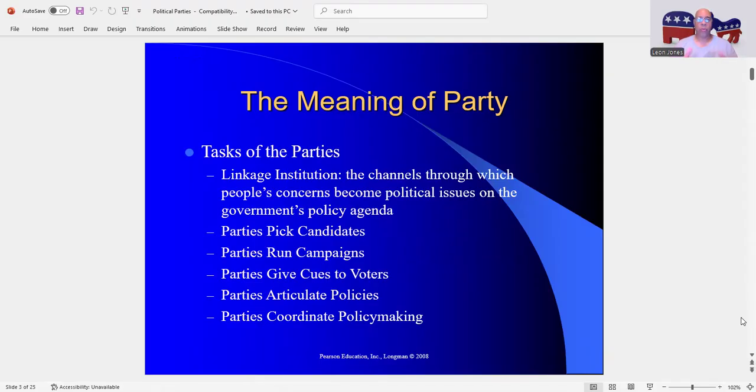Now, the task of the parties, well, the linkage institution. That is the channels through which people's concerns become political issues on a government's policy agenda. And what do parties do? Parties pick candidates, parties will run candidates, parties give cues to voters, parties articulate policies, and parties coordinate policy making. Well, that's supposed to happen, but if you look at today's Democrats, they're really trying to beat everybody over the head to be woke, to believe in this authoritarian system by using reverse psychology, thinking that it's everybody on the right doing it, when it is the left. And they're doing it through the media.